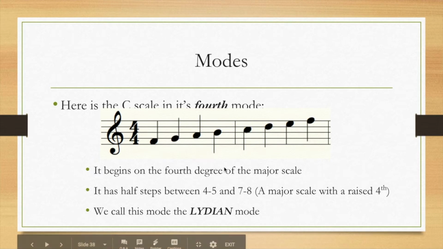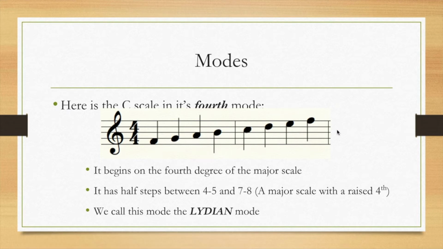Its half steps are between 4 and 5 and 7 and 8. Okay? By the way, if you guys are freaking out thinking that I'm going to give you an ear training test of the modes, no, I'm probably not going to do that in this class, okay? You will just need to know what the modes are and how you get them, okay? So Lydian is built on the fourth note of the scale. The fifth note of the scale would be G, right?